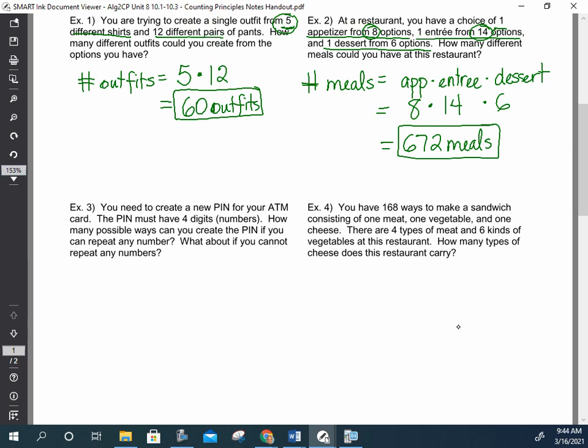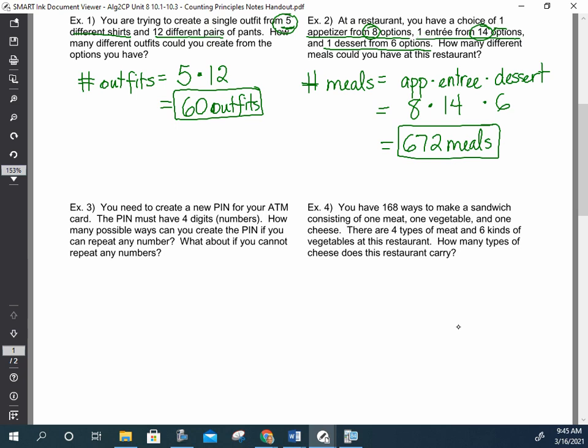So, now let's make the problem add a little wrinkle to it. You need to create a new PIN for your ATM card. Anyone here have an ATM card? Will you probably get one next year? So you have an ATM, you need a new PIN for your ATM card.